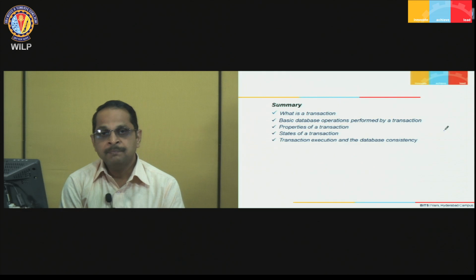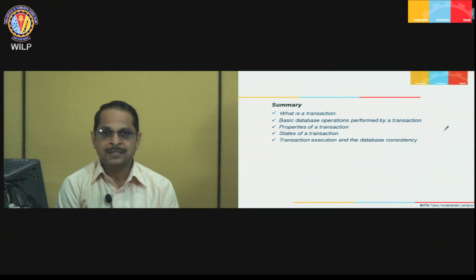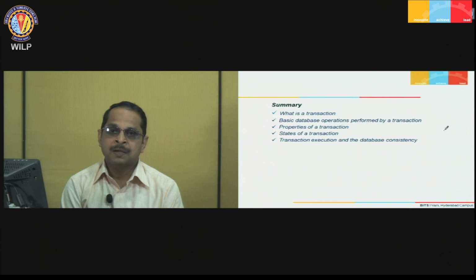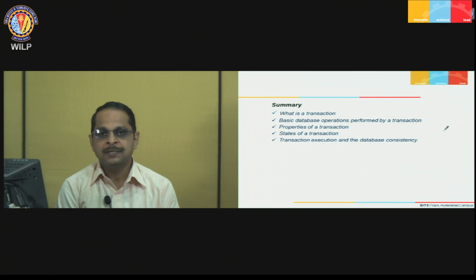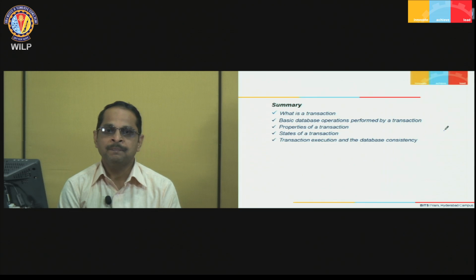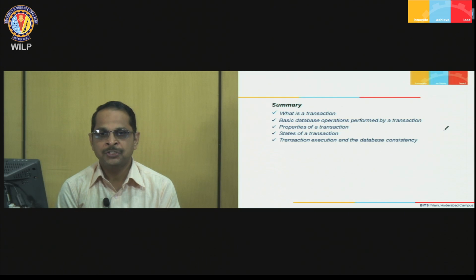In this lecture session, we discussed what a transaction is and the basic database operations performed by a transaction, the desirable properties of a transaction, that is the ACID properties, the various states of a transaction and when each state is reached, and transaction execution and database consistency. When a transaction is under execution, it may leave the database in some inconsistent state. That is why when a failure occurs, we need to take the database back to the previous consistent state, and from there again restart the transaction.